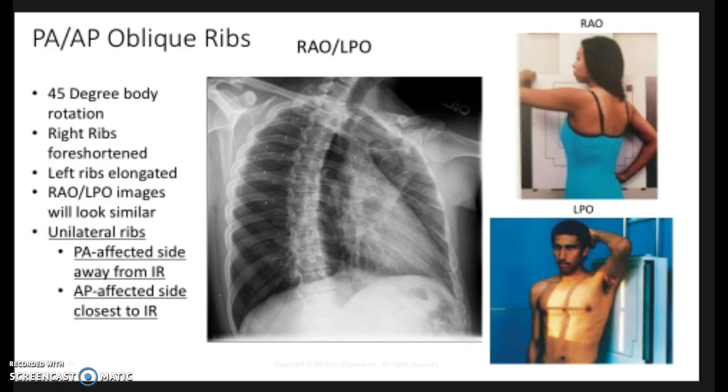If you're doing unilateral ribs, you want the affected side. On the PA, the affected side is away from the IR, and if it's an AP, the affected side is closest to the IR. Having your markers on there correctly is really, really important. And once again, you put the injured part closest to the image receptor. So that helps you determine whether you're going to do PA or AP. Okay?